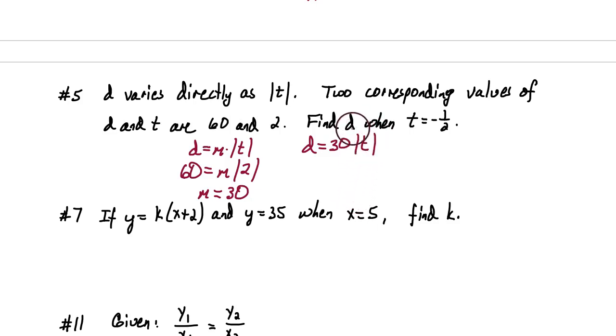Now we're asked to find D if we substitute -1/2 in for T. Let's make that substitution. The absolute value of -1/2 is +1/2, and 30 times 1/2 is 15.